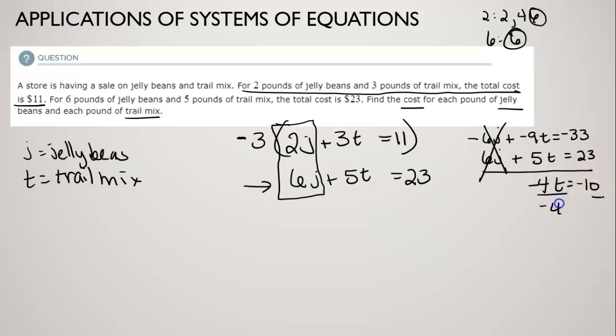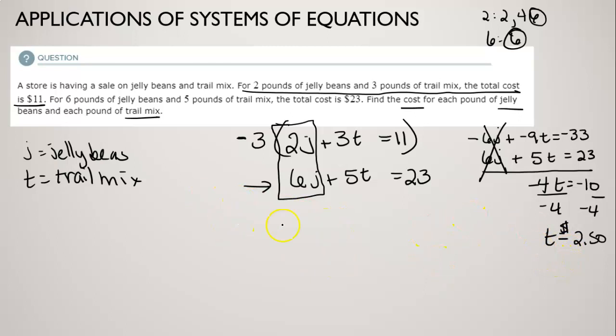We're going to divide both sides by negative 4. And remember, this is cost. It's perfectly okay to get a decimal. We're going to do negative 10 divided by negative 4. That's 2.5, which is the same thing as $2.50. But remember, this is a system. That's the cost for the trail mix.